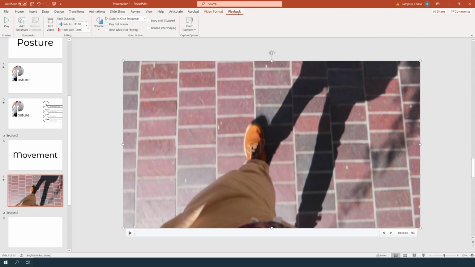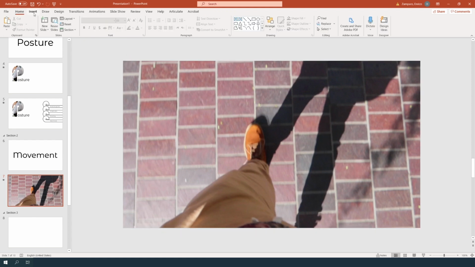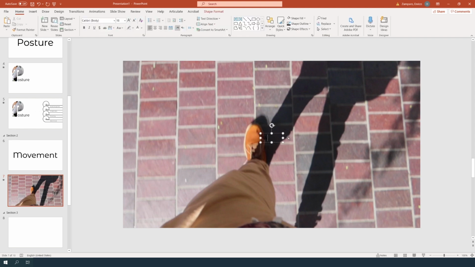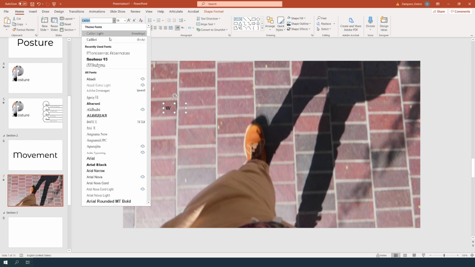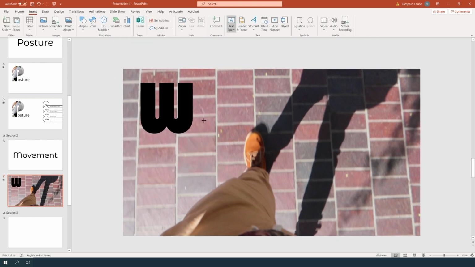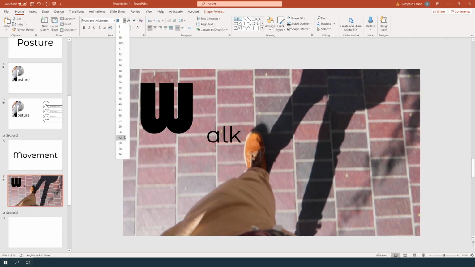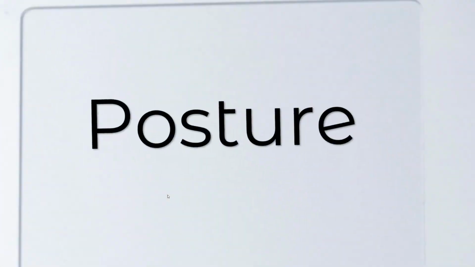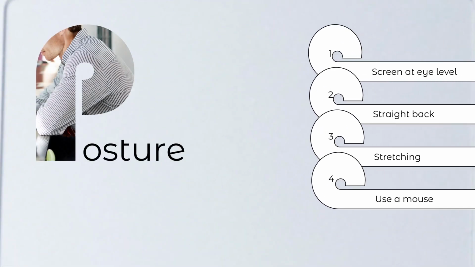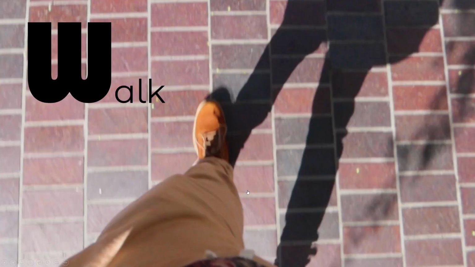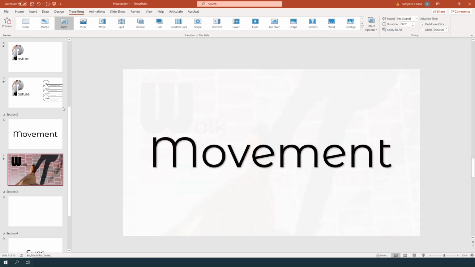You can go to playback to see all options and I'll choose loop until stopped. To be in line with the graphic concept of the presentation, I will add the word walk using the same font as I did for posture. Now if you want you can use the same masking effect, but in this case I will just keep it black. Let's play the presentation from the beginning and see how it looks like. The transition to the video slide is pretty rough, but let's add a fade.